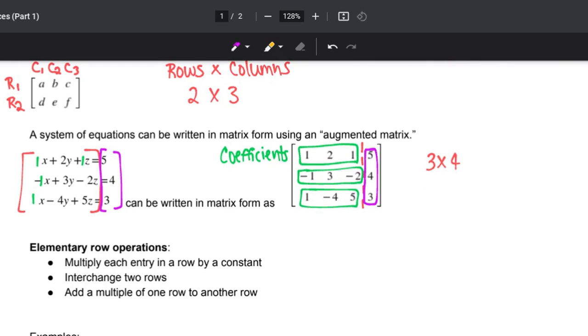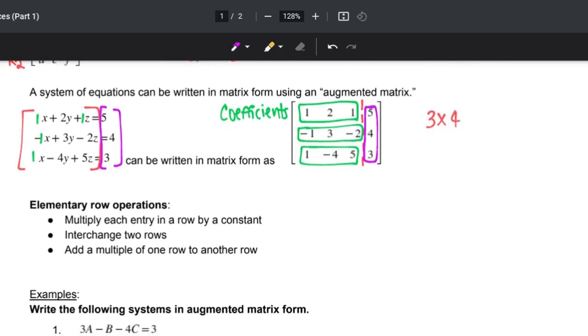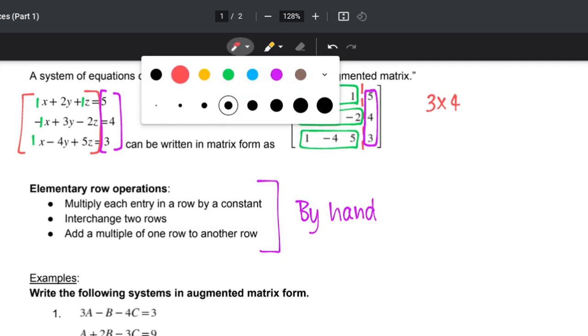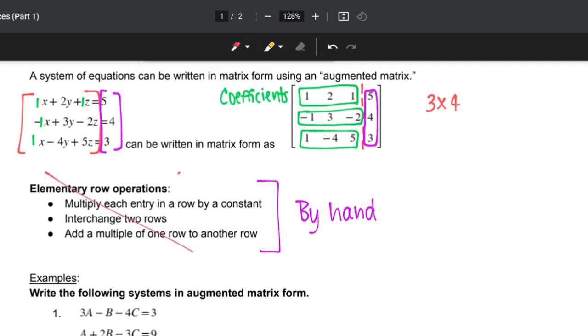All right, so first all we're going to do is we're going to set up some augmented matrices. Now, if we were to do this all by hand, we would use these steps. But instead of making you do this all by hand, we're going to have our calculator do these elementary row operations for us. So you really are not going to need to know this, since we're going to use our calculator instead.